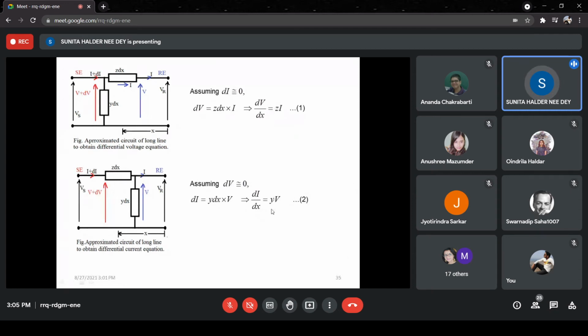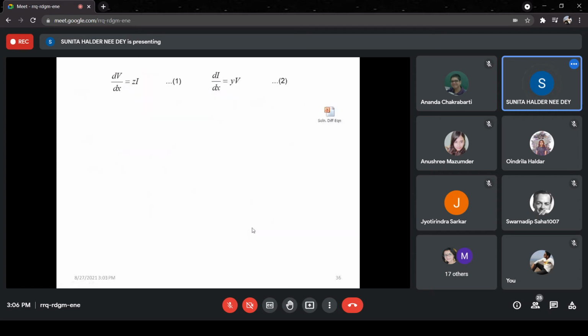So dV/dx and dI/dx are the variation of voltage and current with respect to distance, not time. Okay, distance measured from the receiving end. So we have got these two expressions. From there, if we differentiate equation 1 again, we get d²V/dx² equal to Z dI/dx. So dI/dx is YV, so we can replace it.